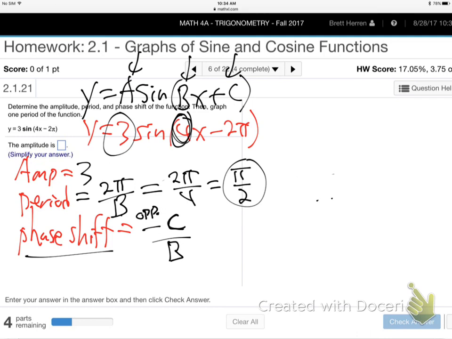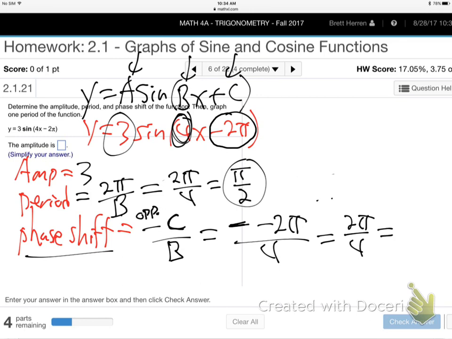So opposite of C over B. So opposite of C, what's C? That's C. Opposite, so here we have a case right now. Opposite of negative 2 pi is going to end up being positive 2 pi, over B, which is 4. So it's 2 pi over 4, which is pi over 2. That's weird. Phase shift comes out the same as the period. Coincidentally.